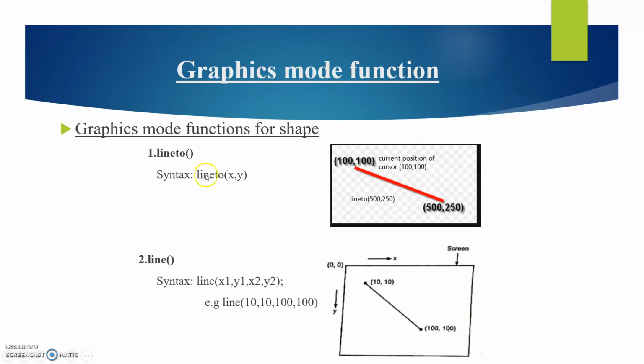First is the lineto function. The lineto function draws a line on the screen from the current cursor position to the XY position mentioned in the command. Syntax is lineto(x coordinate, y coordinate). In the diagram, you can see the current position of the cursor is 100, 100, and by using lineto(500, 250), the line will be drawn from this current position of the cursor to the point 500, 250.